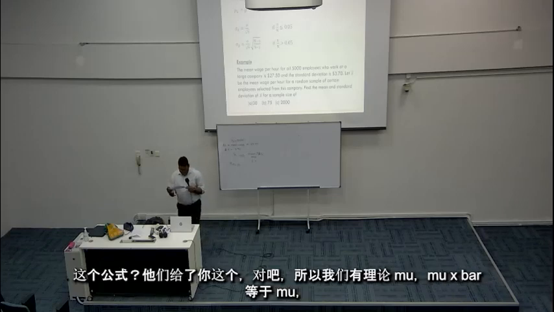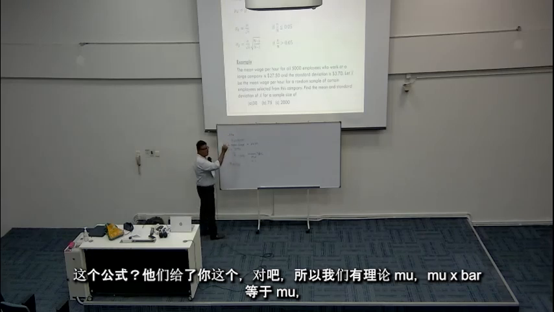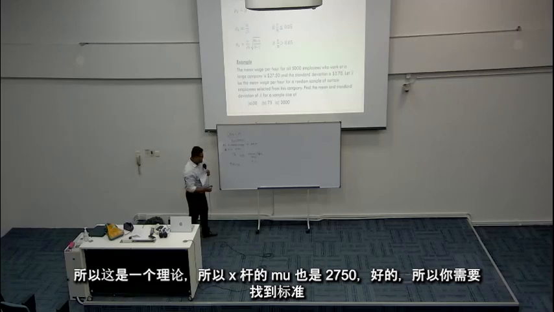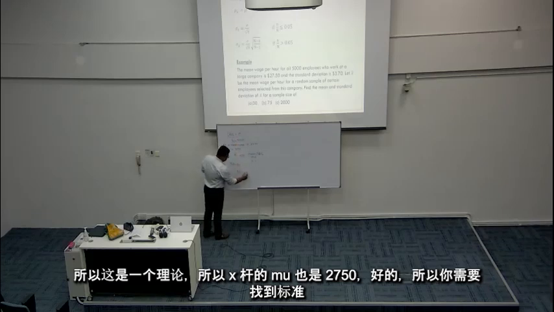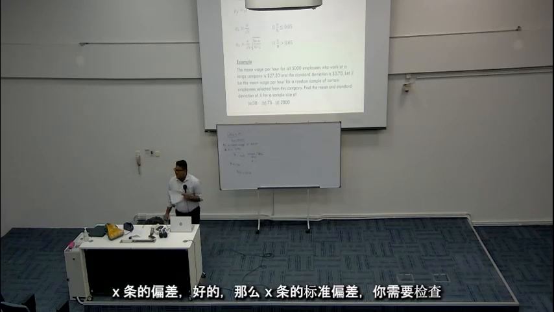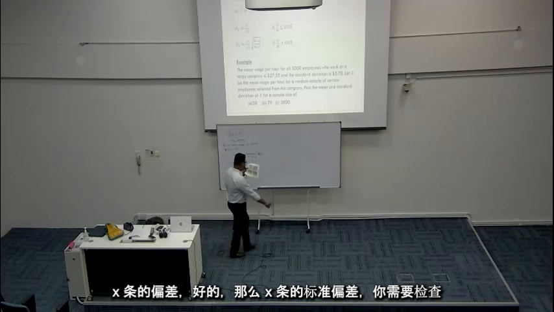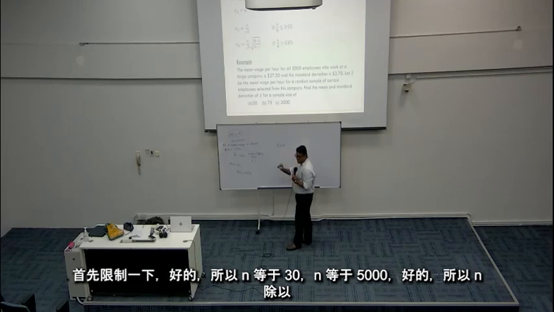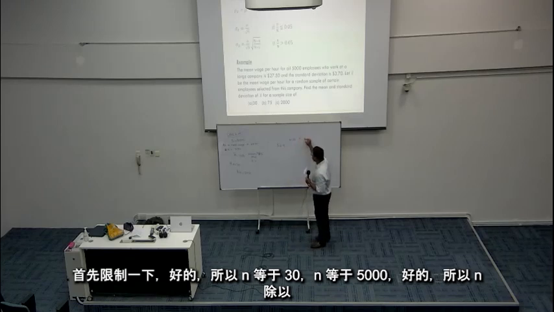So where to use this formula? They give you this one, right? So we have the theory, mu x bar is equal to mu. So this is the theory. So the mu for the x bar is also 27.50. Then you need to find the standard deviation for the x bar. You need to check the restriction first. So n equal to 30, N is equal to 5,000.